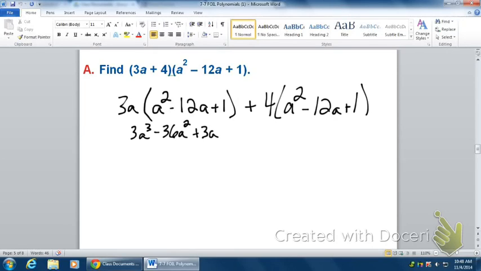All right. So I've simplified that first one. Now let's simplify that second one. When you do this, that's going to give you 4a squared. Okay, I multiplied 4 times a squared. Next, I'm going to multiply 4 times negative 12a. That gives negative 48a. And then lastly, I do 4 times 1, which just gives me 4.